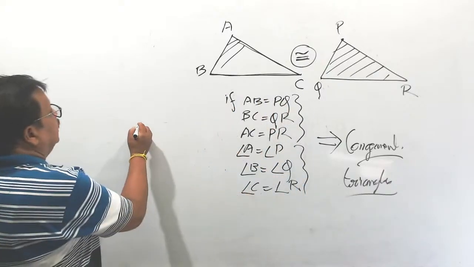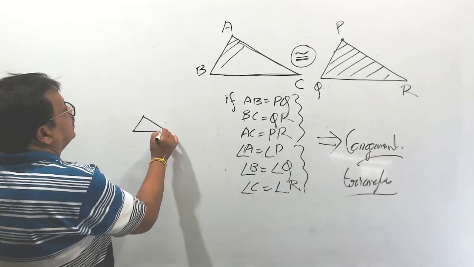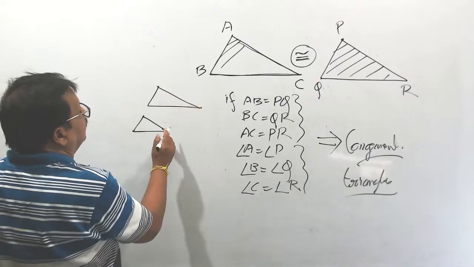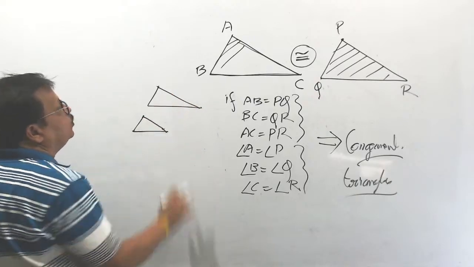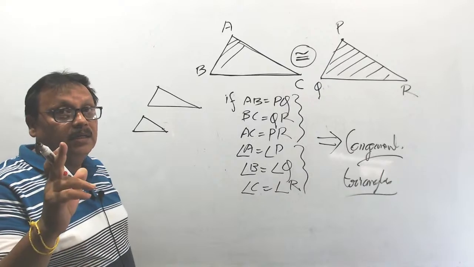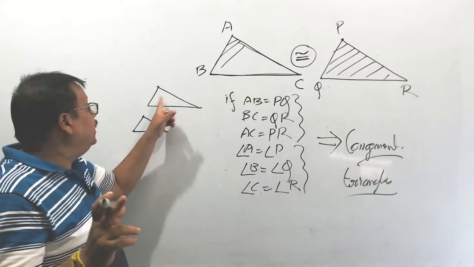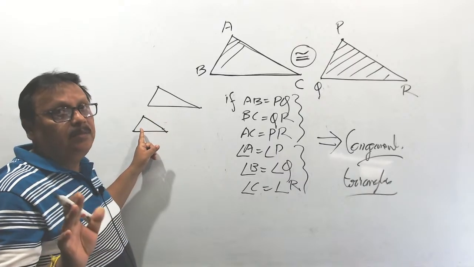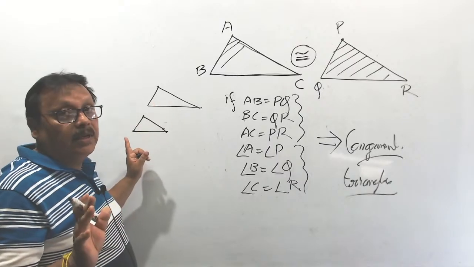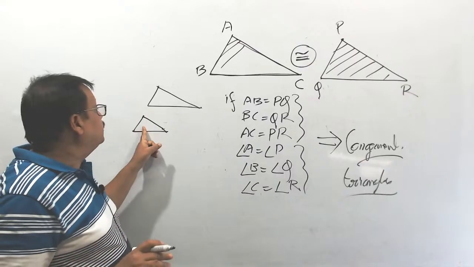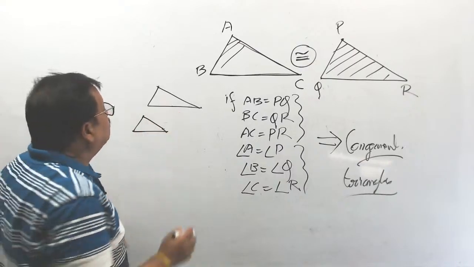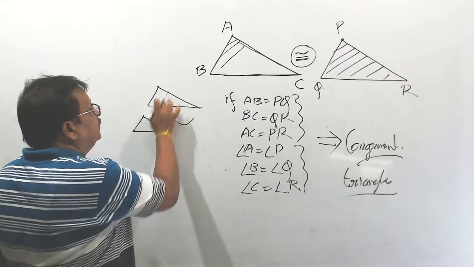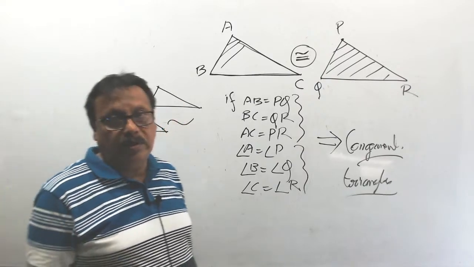That means, here is one triangle, here is another triangle. See, the shape of these two triangles is the same, but the area is not equal. Area means in size. The shapes are equal, but in size one is smaller, one is larger, isn't it? This type of triangle is called what? Similar. This is the symbol of similar. These are similar triangles, but not congruent.